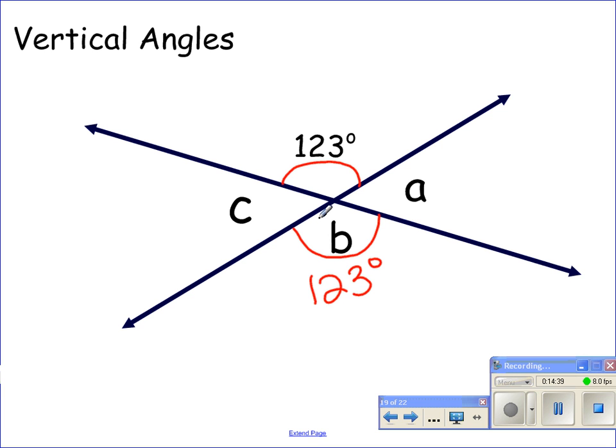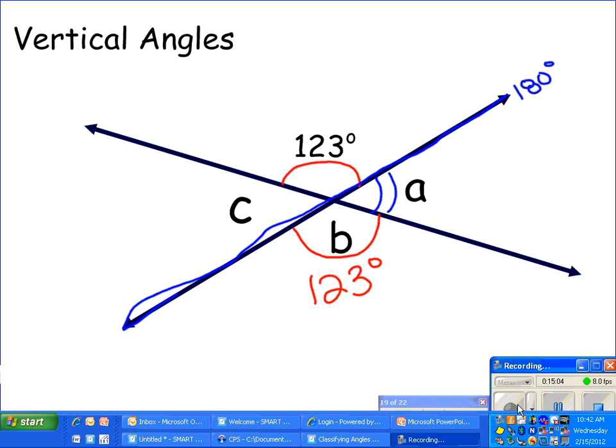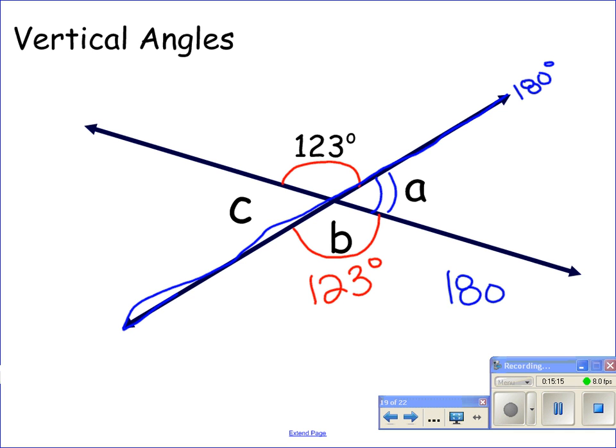Then you can do it two ways. We know that this here is a line, which is also called a straight angle. We know that straight angles equal 180 degrees. We have 123 degrees accounted for. So what are we going to do to figure out what the measure of angle A is? We are going to subtract to figure out what the measure of angle A is. We're going to subtract 180 degrees minus 123 degrees.